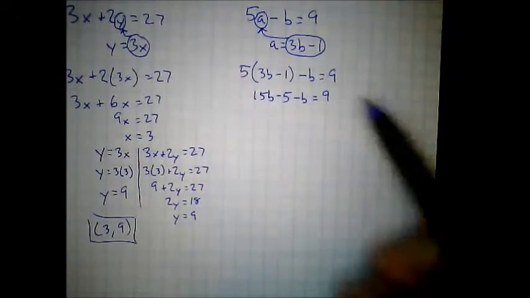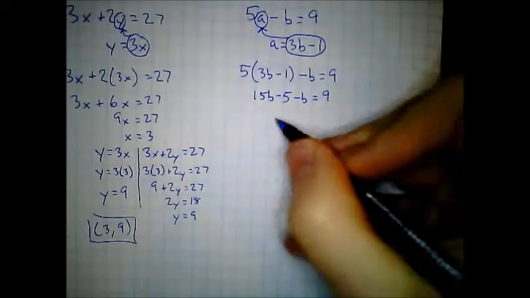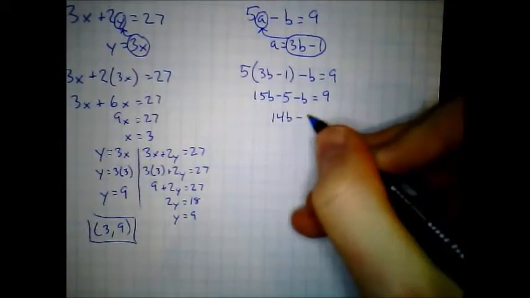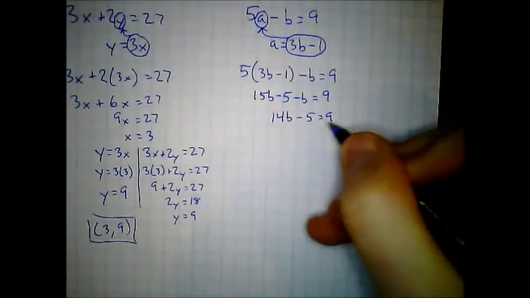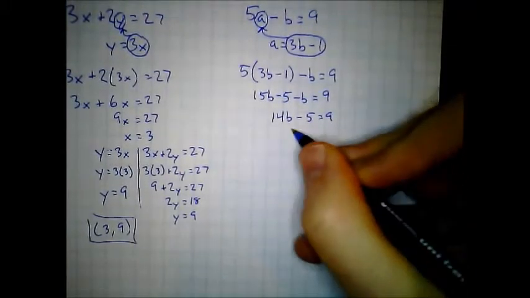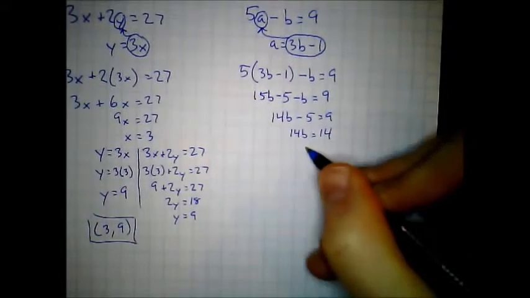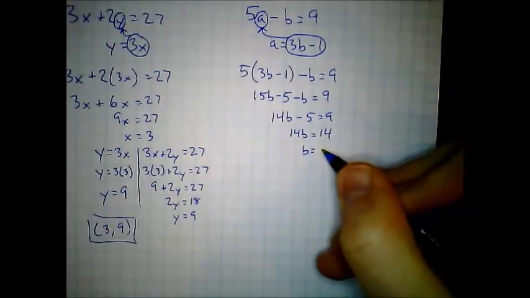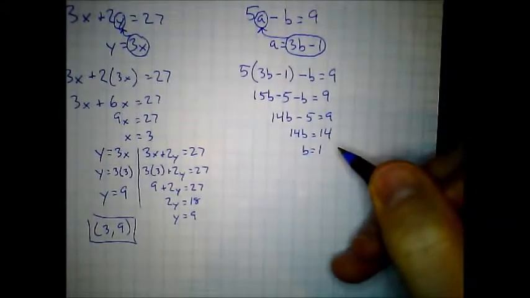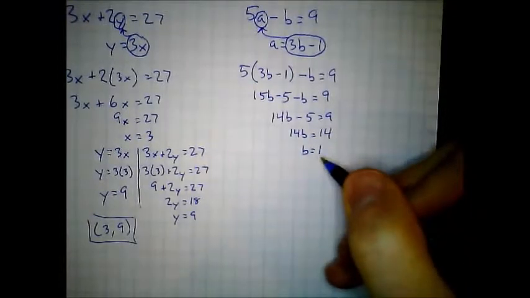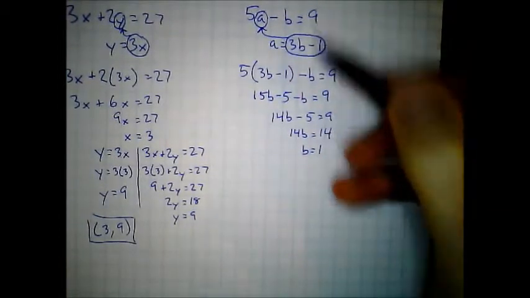Now let's just keep simplifying and solving. 15b minus b is 14b, minus 5 equals 9. I'm going to add 5 to both sides to get rid of this minus 5. So 14b equals 14. Divide by 14 and I get b equals 1. Which is great. So I know when b equals 1, a better equal the same number.